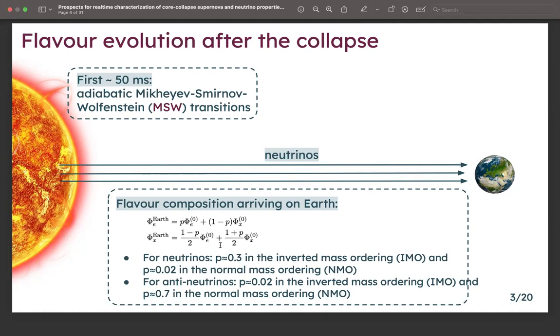The flavor composition arriving on Earth can be summarized with these two equations. We have the rate of the electron neutrinos, or the muon and tau neutrinos, summarized in this flux with the X, that depend on the fluxes that left the supernova. We can summarize all this with this survival probability of the electron neutrino. This parameter depends on whether we are looking at neutrinos or antineutrinos, and on whether the true ordering is the inverse mass ordering or the normal mass ordering.